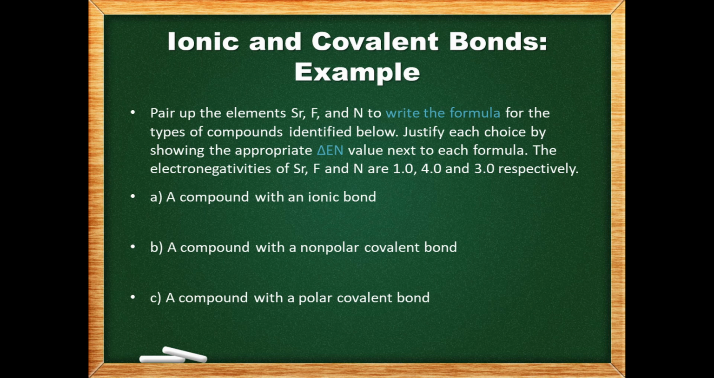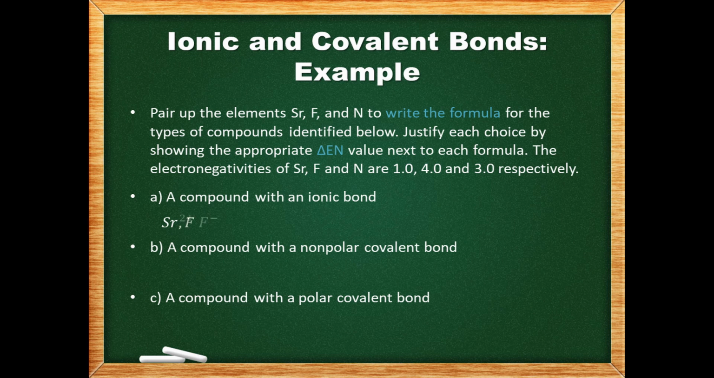First, we need to write down the formula of a compound with an ionic bond. We know we need a metal and a nonmetal for an ionic compound, and strontium will be our metal since it is the only metal we are given to work with. We could choose either fluorine or nitrogen as the nonmetal since the electronegativity difference will be greater than 1.7 for either case. Here we'll just choose fluorine.